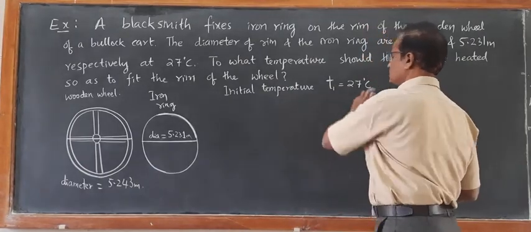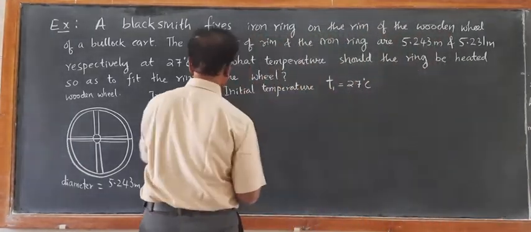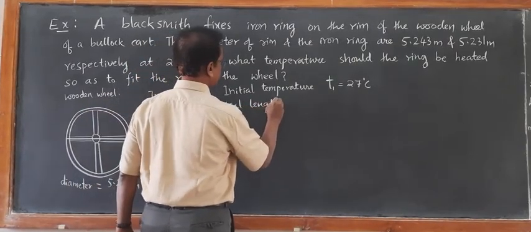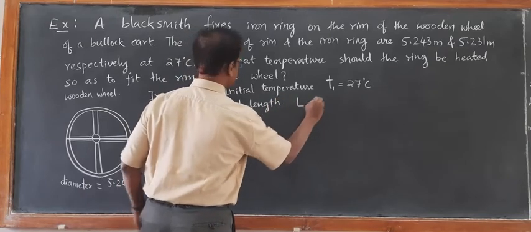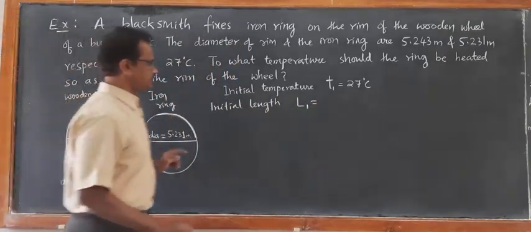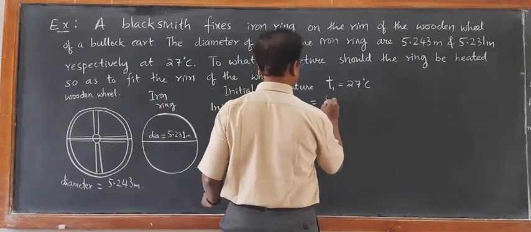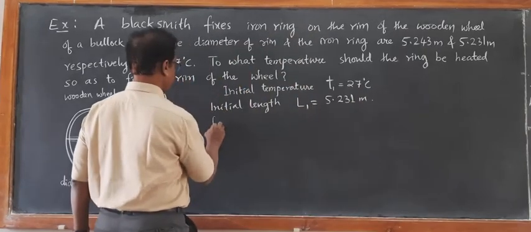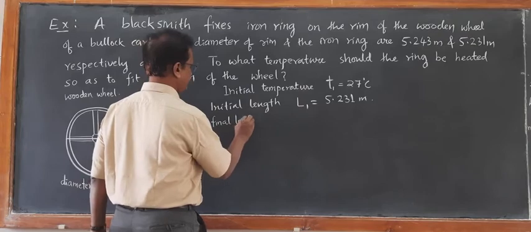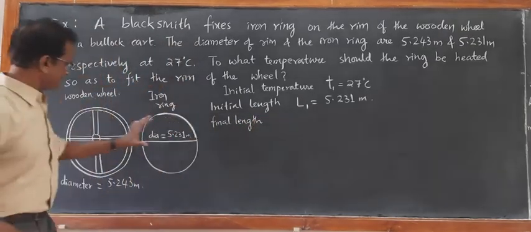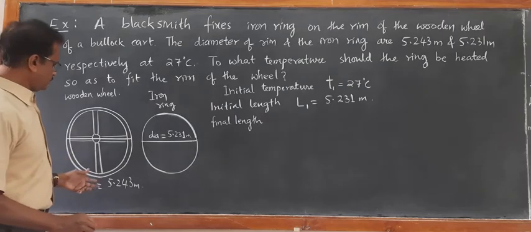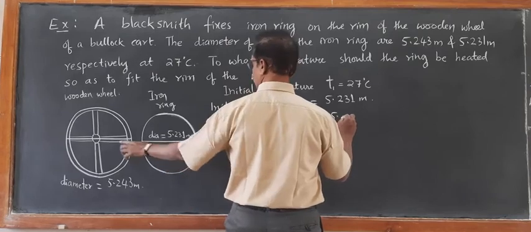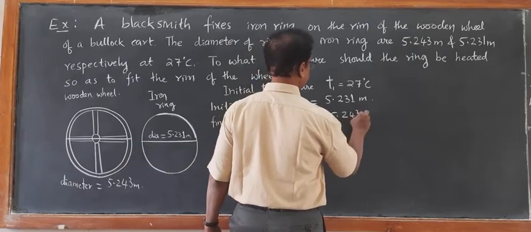So the initial temperature is 27 degrees Celsius. Let us take the initial length as L1. L1 is equal to the diameter of the iron ring, which is 5.231 meter. And the final length after heating must be equal to the diameter of the wooden ring. Final length L2 is equal to 5.243 meter.